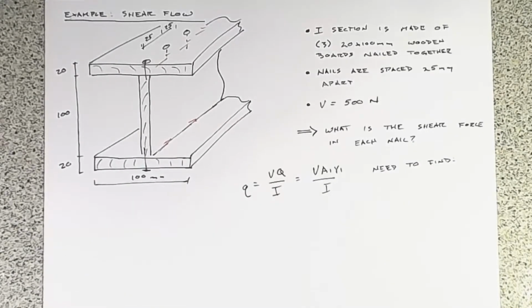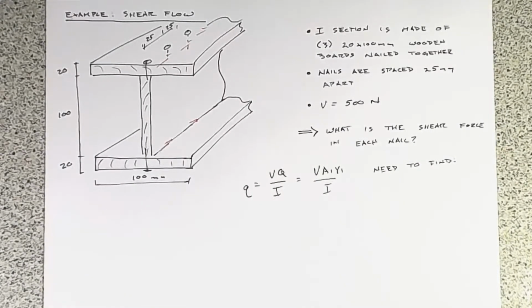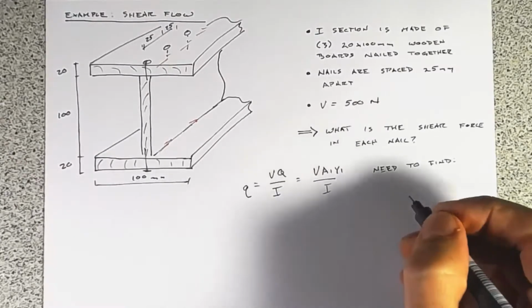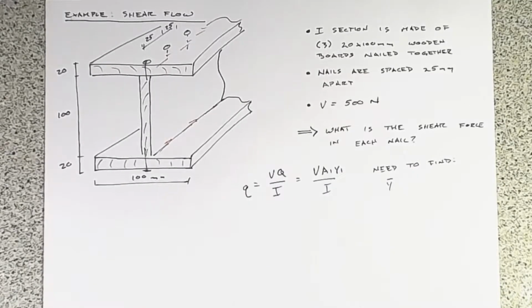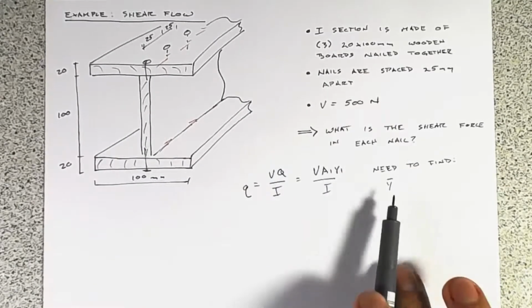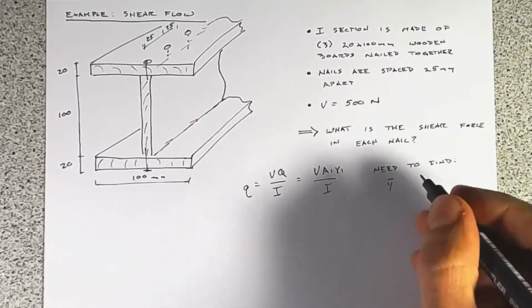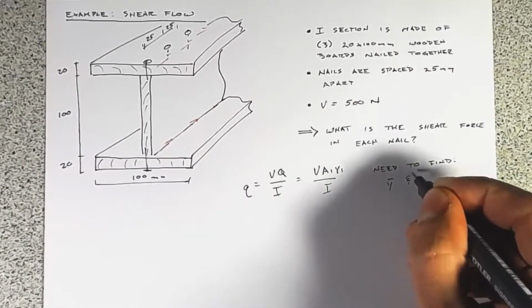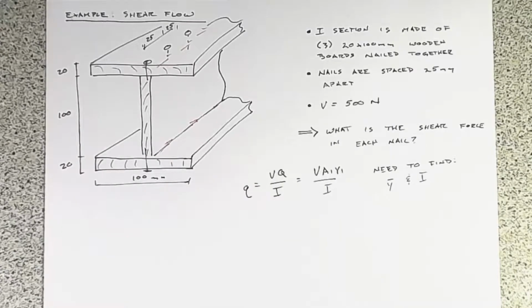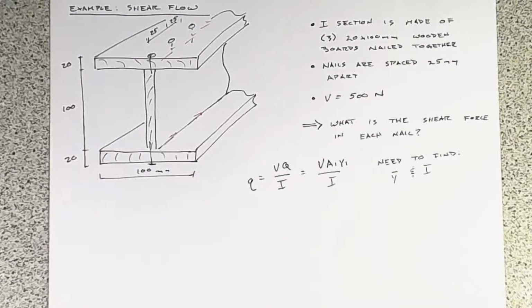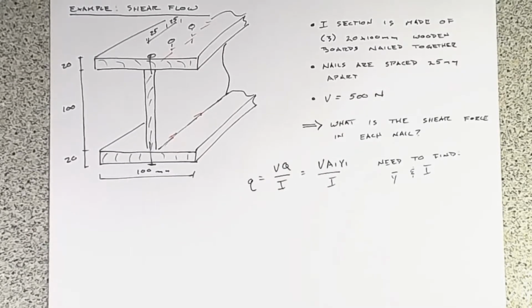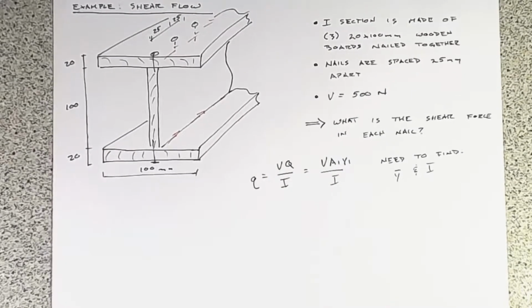just like with the shear stress profile questions, the VQ over IT ones, which we worked over in previous videos, we need to find the centroid of the section, so basically the location of the neutral axis. And we need to find our moment of inertia, our second moment of area, this I. So we need those before we can do anything. Let's just work through finding those.